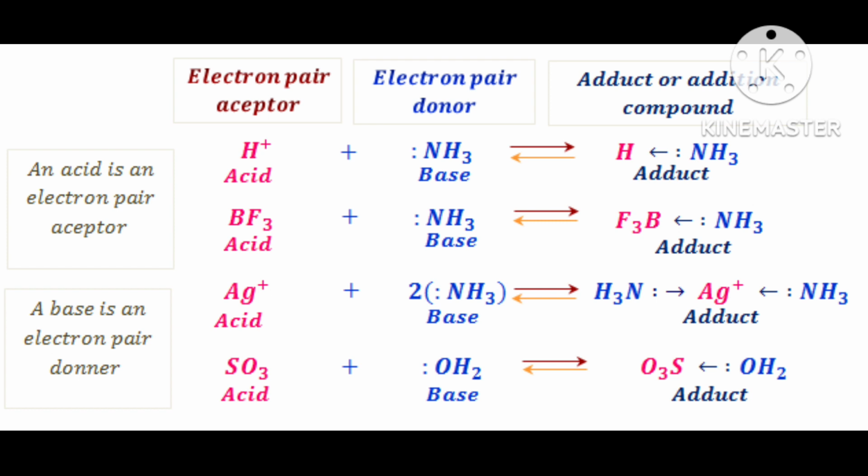HSO4 1 minus is there, again remove H plus, then SO4 2 minus, again this became a conjugate base. And the last one was NH3, from NH3 you remove 1 H plus, then what will remain, NH2 1 minus, because H plus is gone, leaving its electron behind, that's why NH2 becomes 1 minus. Then these are the conjugate bases.